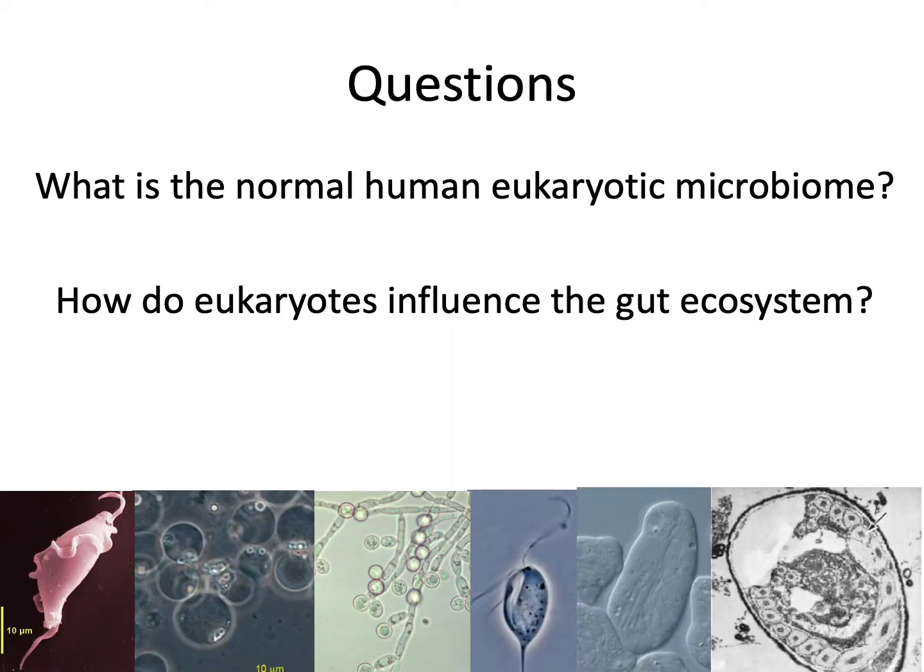So with that background, I want to go over two questions. What is the normal eukaryotic community in the human microbiome, and how do eukaryotes influence the gut ecosystem?